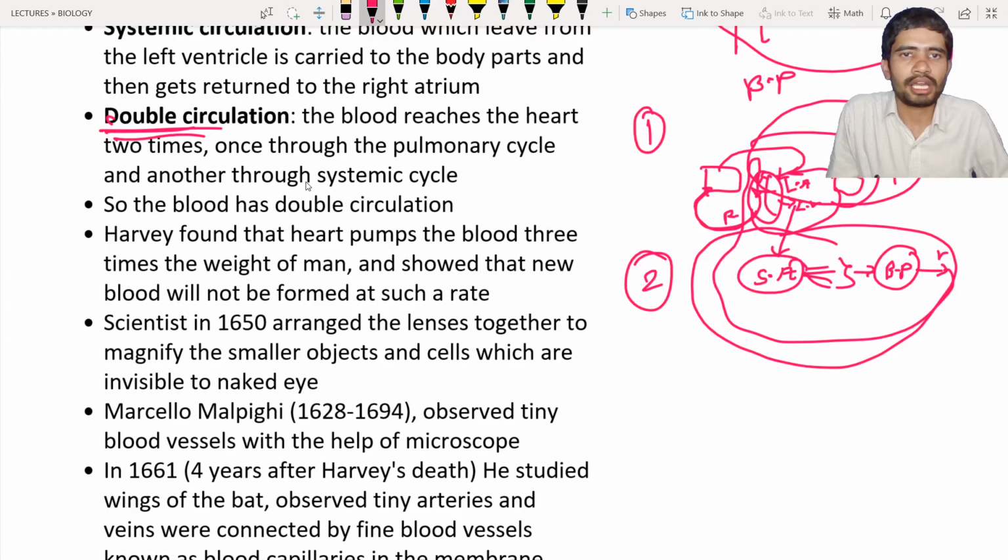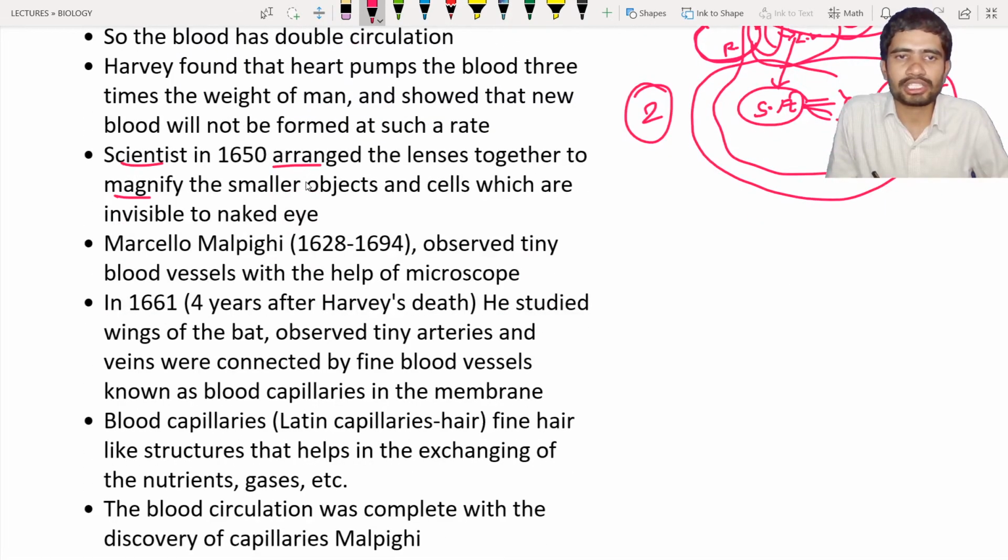Okay, through the systemic cycle. So next, the scientists in the 1650s arranged lenses together, like magnifying glasses, to observe smaller objects. Here they were interested to observe the minute blood vessels, which are known as blood capillaries.